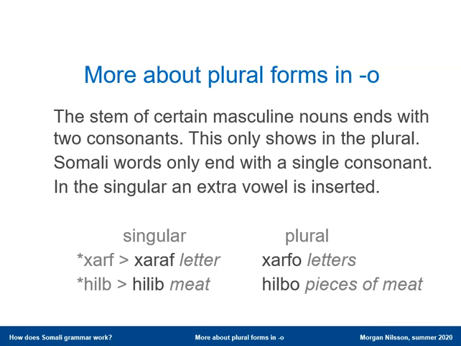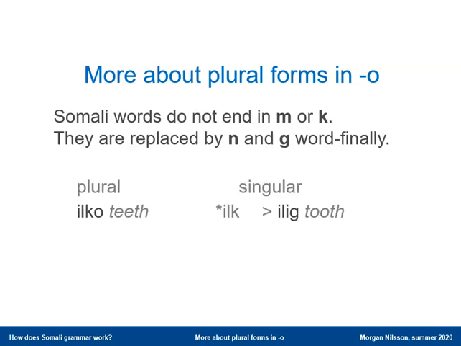These words with an inserted extra vowel to break up consonant clusters are a bit more common in the masculine gender than in the feminine gender. As we saw with the consonant m in the feminine examples, this consonant cannot occur at the end of a word. The same is also true for the consonant k. M is replaced by N at the end of a word, and K is replaced by G.